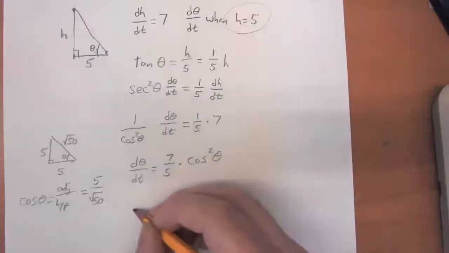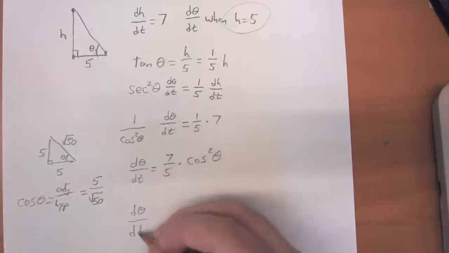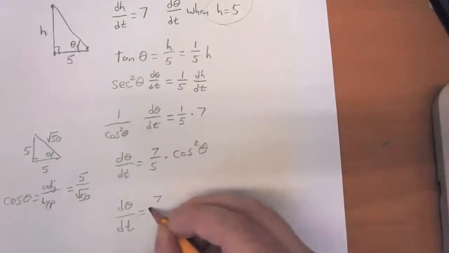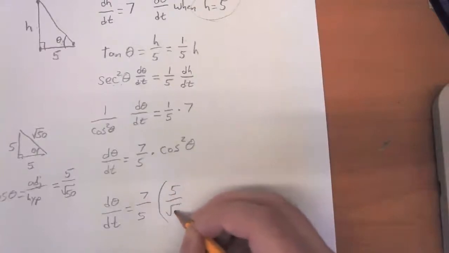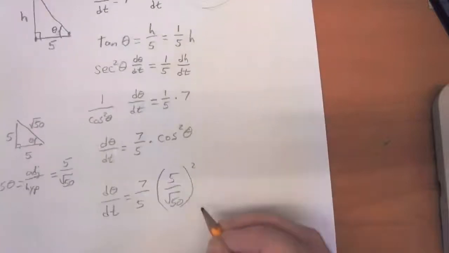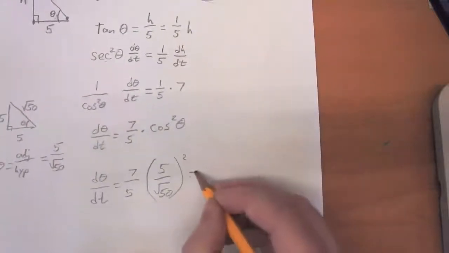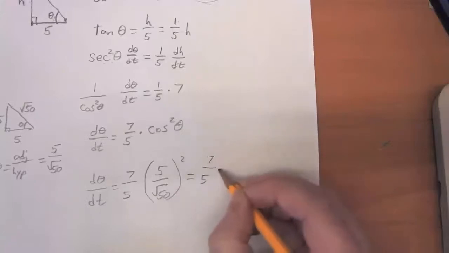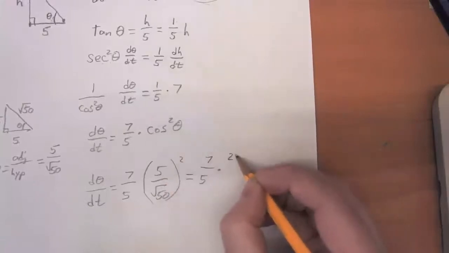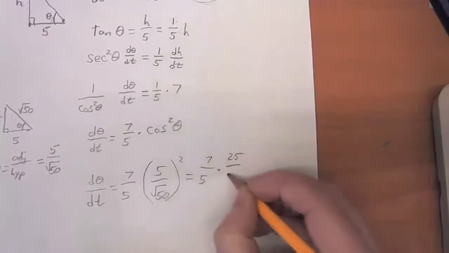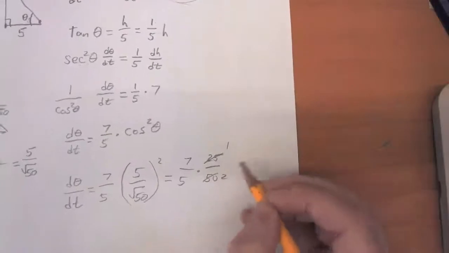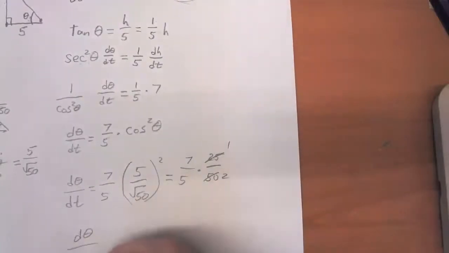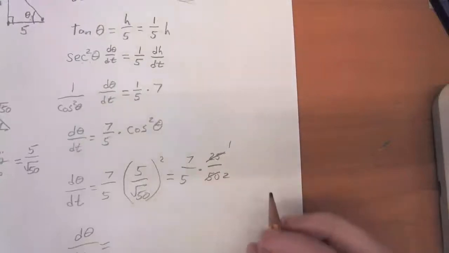So the cosine of theta is equal to the adjacent, which is 5, over the hypotenuse, the square root of 50. So substituting that into our equation here, we've got that is equal to 7/5 times 5 over the square root of 50, squared. And how do we simplify this? Well, 5 squared is 25 in the numerator, and the square root of 50 squared is 50. So that'll settle out like that. And so multiplying it all together, d theta dt is equal to 7/10.